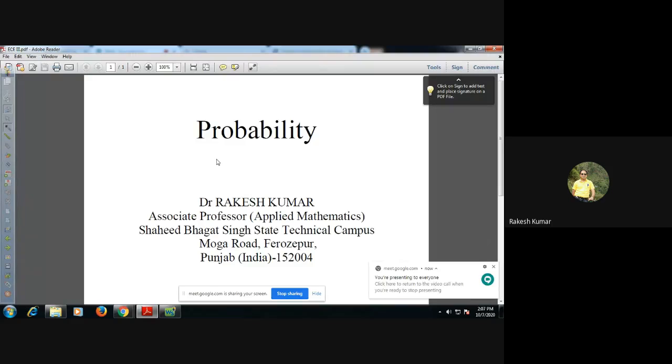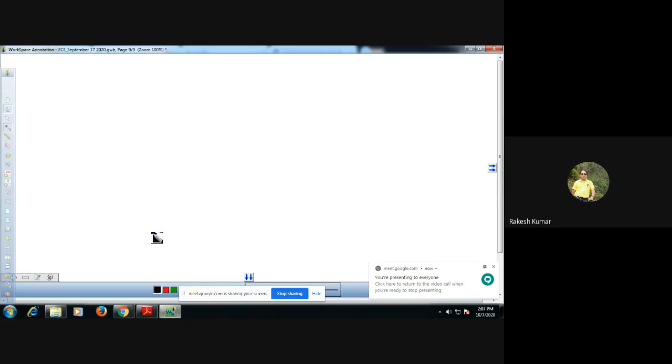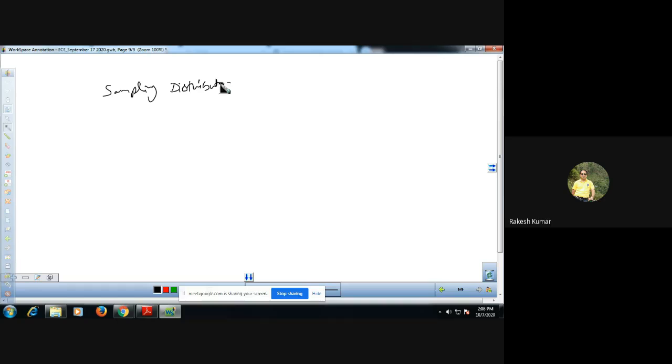We have started the topic of probability, and under that some probability distributions were covered. Now today we are going to start the sampling distribution, and this is the name of today's topic, that is the sampling distribution and testing of hypothesis. This is also the name, testing of a hypothesis.